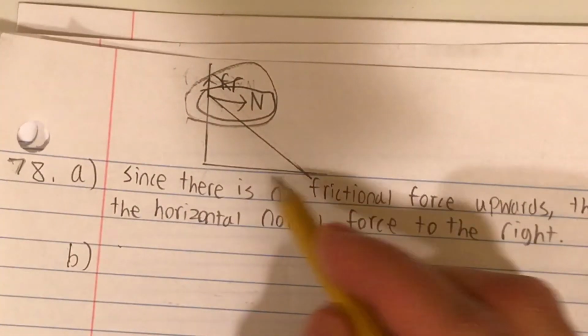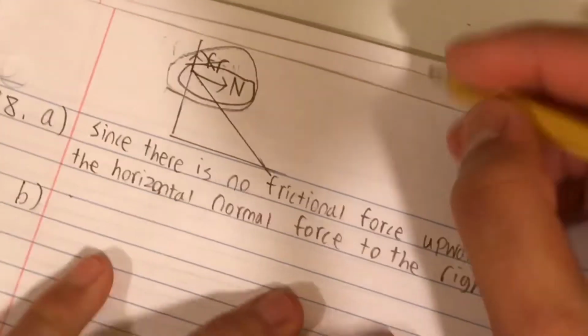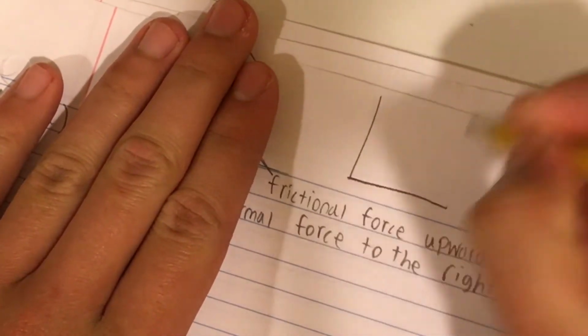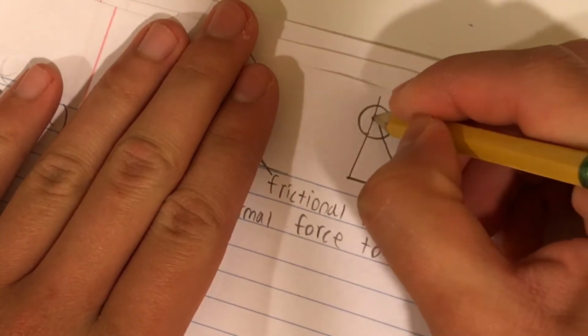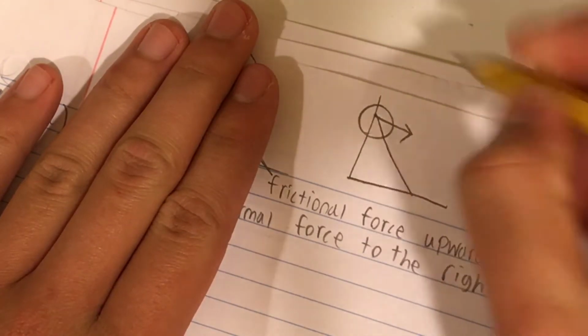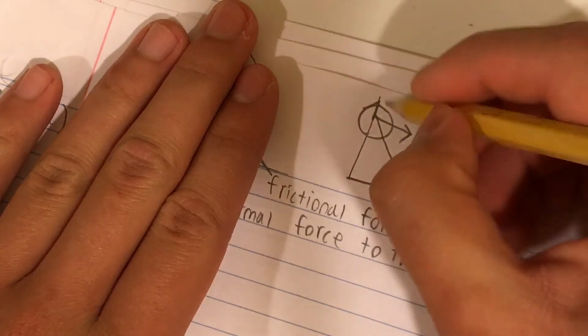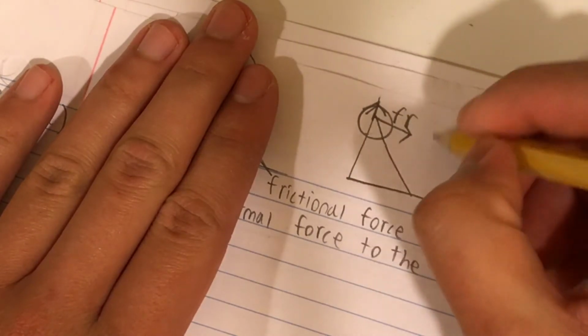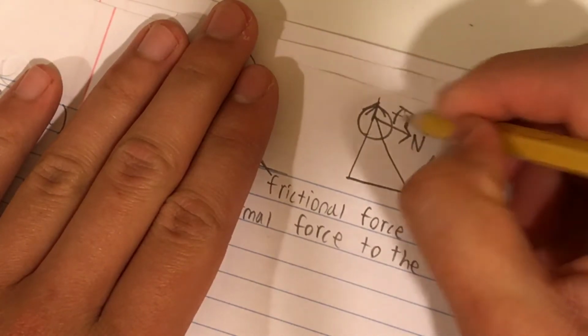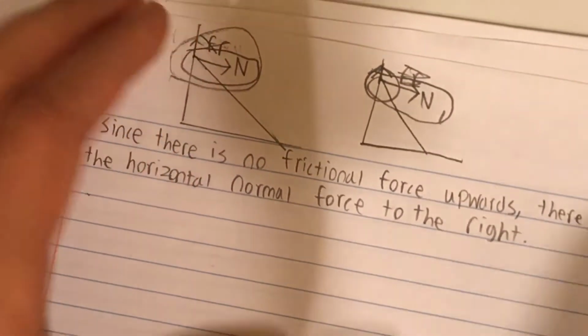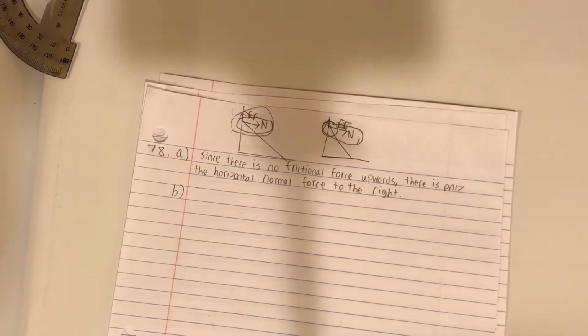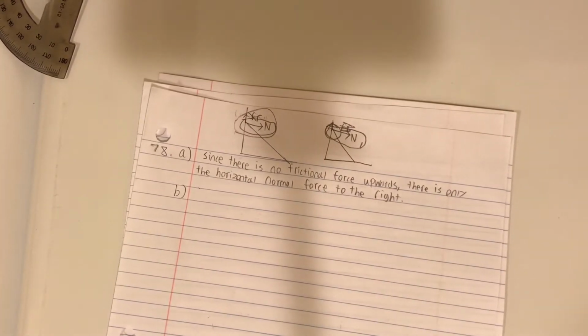This is a simple diagram of the problem. I'll draw another one real quick. So this is your ladder. There are other forces here, but let's just focus up here, where you would have normal force pointing out to the right and your friction going up. But since the wall is smooth, there is no friction. And so the reason why there is a horizontal force is because it's the only force. So you can write something like, since there is no frictional force upwards, there is only the horizontal normal force to the right. Write something similar to that, it should be just fine.